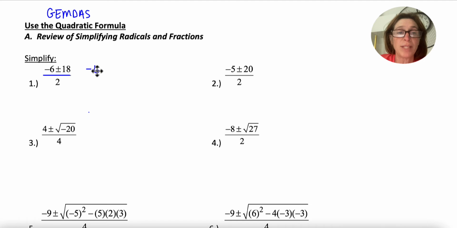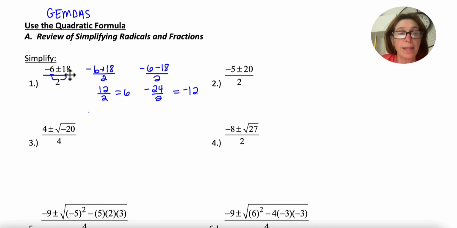So we would do -6 plus 18 divided by 2 and -6 minus 18 divided by 2, giving me, what is that, 12 divided by 2 and -24 divided by 2, which would give me 6 and -12. So that is something that we kind of have to get used to. And what I'm hoping you see is that you could simplify it with the 2, but the 2 would have to belong here and here.